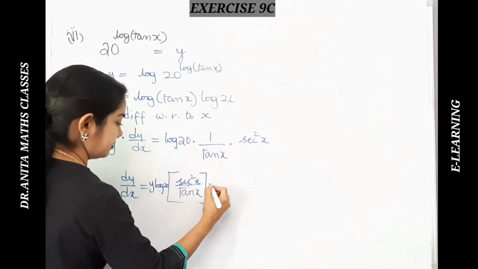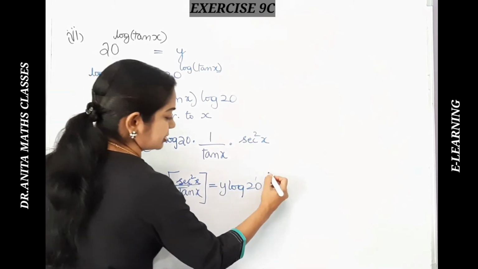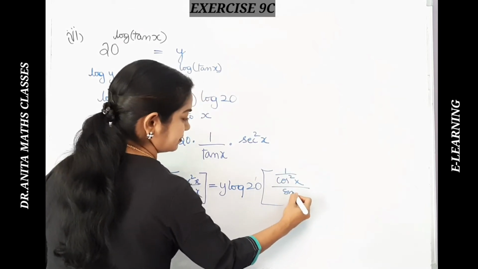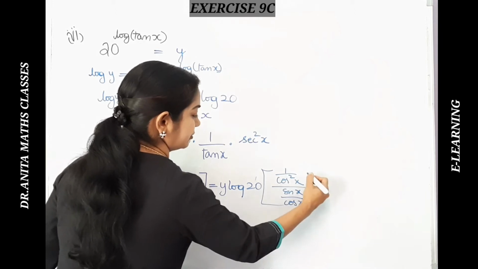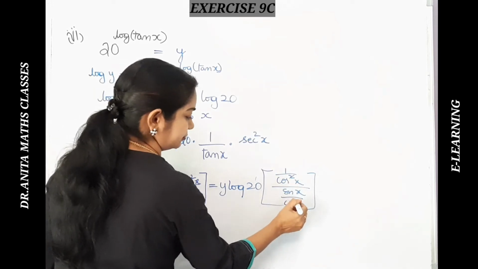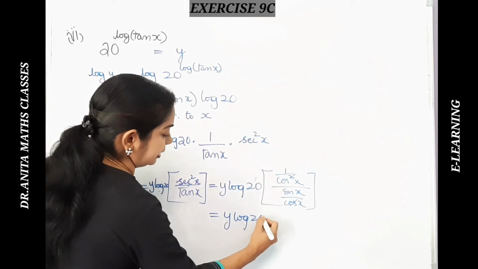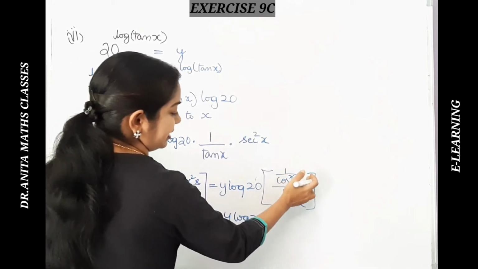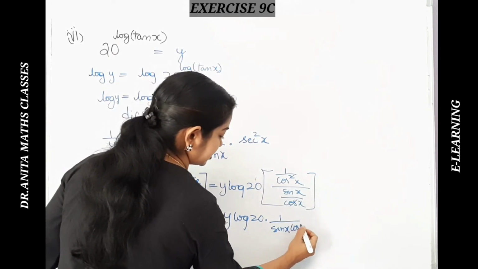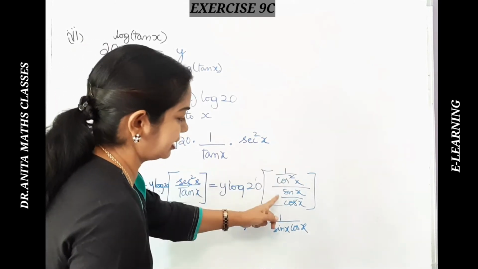Now further we can simplify y log 20. Secant square is 1 upon cos square x, divided by sin x by cos x, which is tan x. So I have resolved it into sin and cos functions. Now 1 cos goes off here, so this comes to y log 20 multiplied by, cos by sin comes here. So this becomes 1 by sin x cos x.